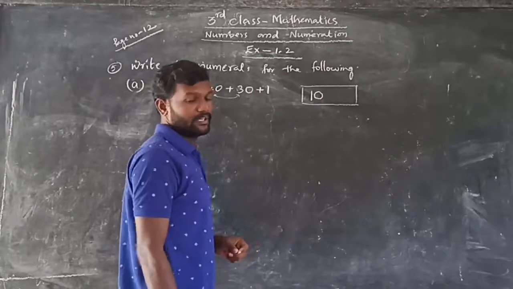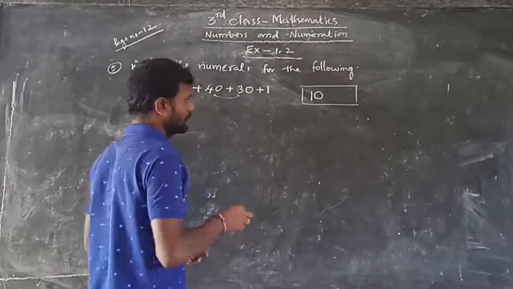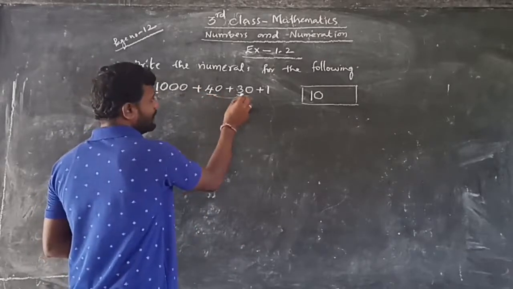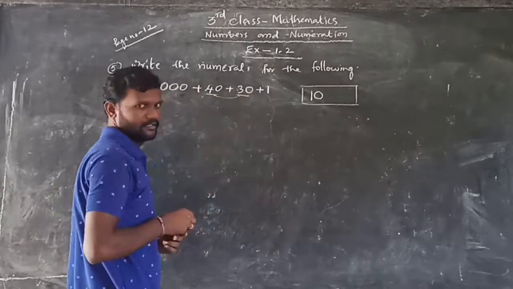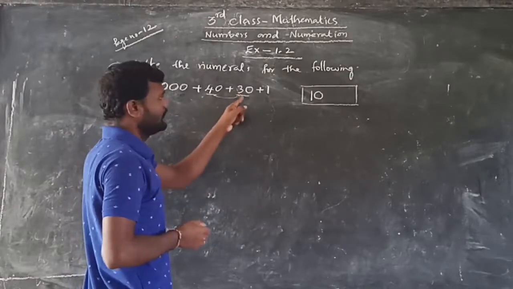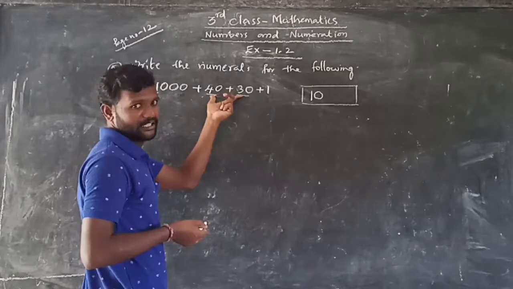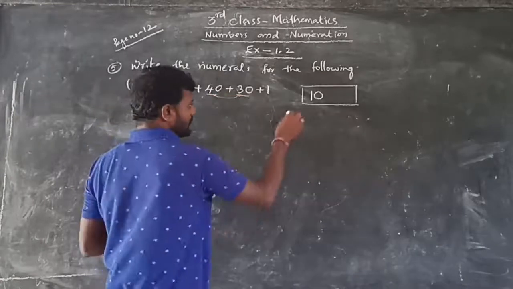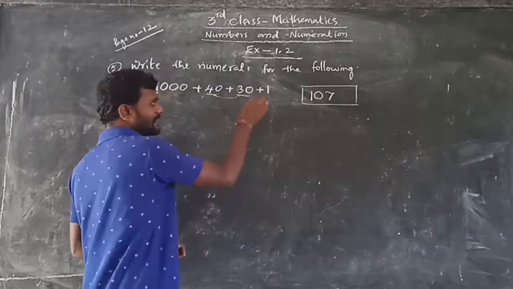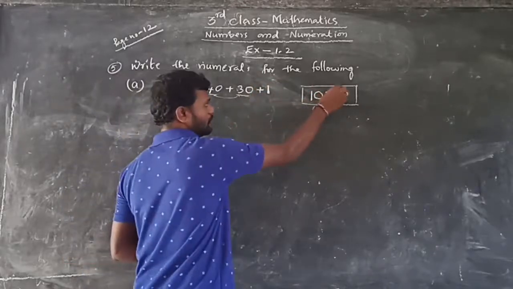Okay. Next one, tens. How many tens are there? Here 40 means 4 tens, 30 means 3 tens. Total how much? 40 plus 30, 70. 70 means 7 tens are there. So in the tens place we write 7. And last, in the ones place we have 1.